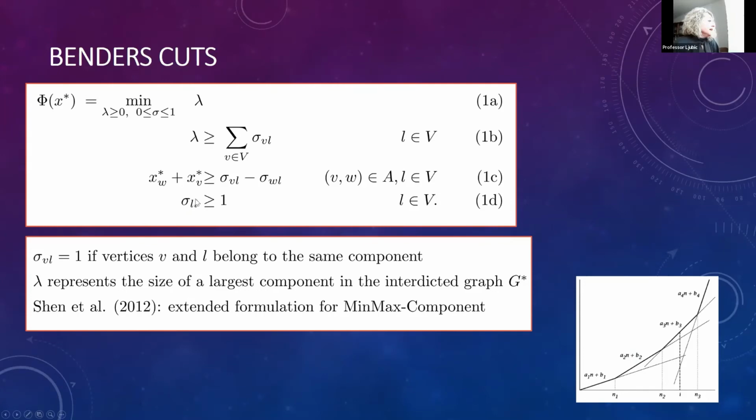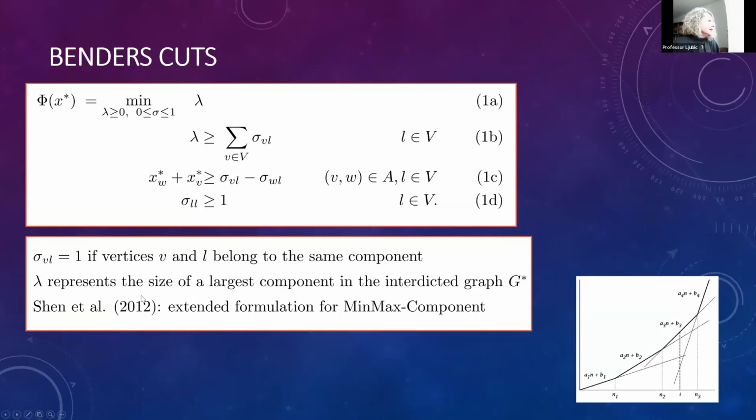Because it's clear that when we remove the vertices from the graph, searching for the largest connected component is a polynomial problem. So it is clear that there exists an LP formulation that can model this polynomial optimization problem. And this formulation is given here. It comes from the paper of Shen and colleagues from 2012. And what do we have here?